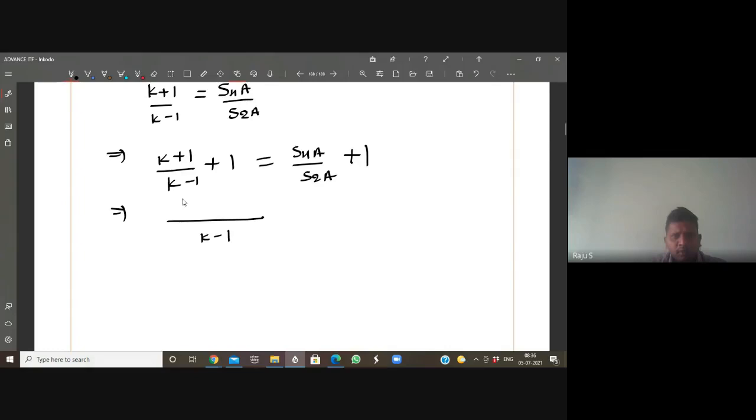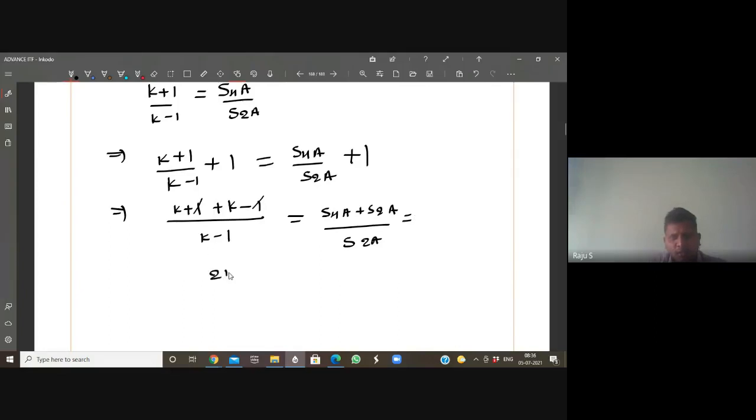k minus 1 here. k plus 1 plus k minus 1. See, 1 gets cancelled: 2k. Yes, sin 4a plus sin 2a by sin 2a. Okay, students, shall I apply the sin C plus sin D formula in the numerator?